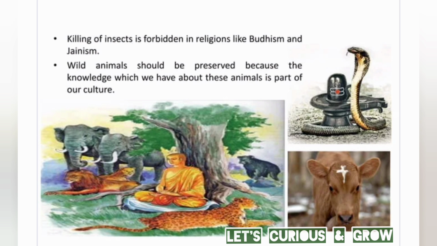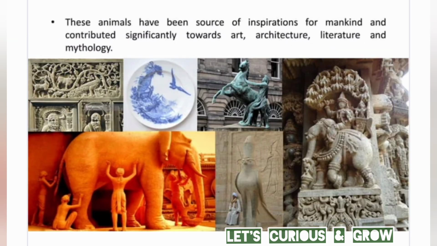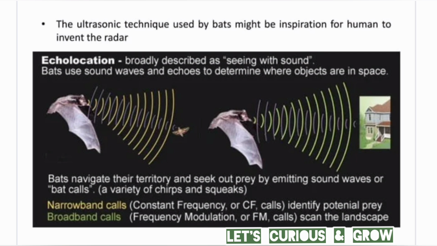For example, if we see different types of temples and sculptures in ancient mythology, these animals have been a source of inspiration. Why have they been a source of inspiration? Because they contributed significantly towards art, architecture, literature as well as mythology. So whenever you go to a temple or any ancient site, you will see these types of sculptures there.